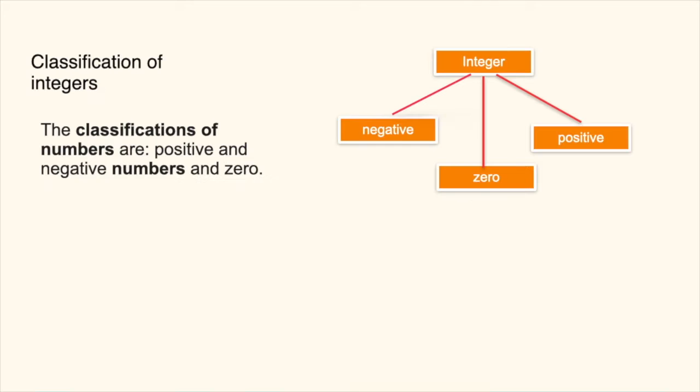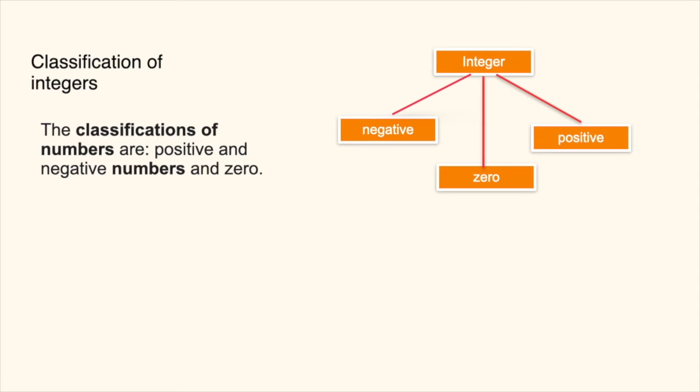Now let's look at classification of integers. As you can see on your screen, integers have been split into negative numbers and whole numbers. The whole numbers are split into 0 and natural numbers. So you know that 1, 2, 3 after 0 are whole numbers. They are not negative.